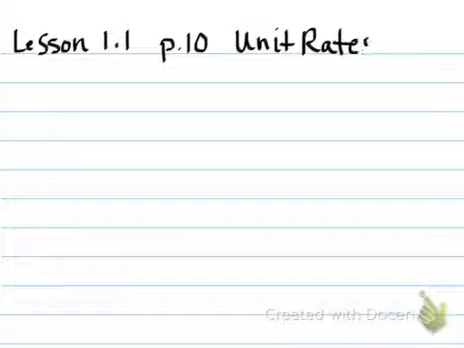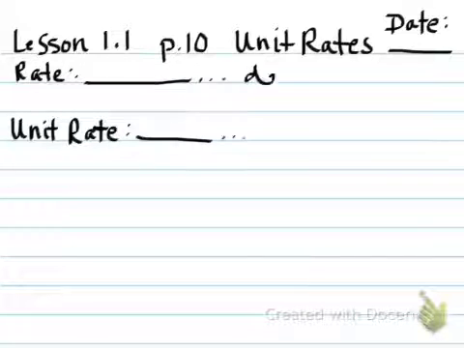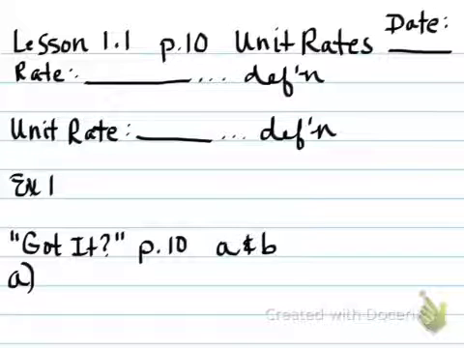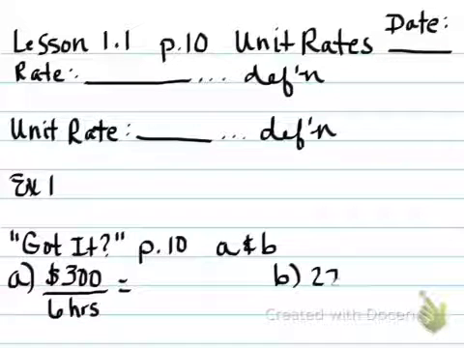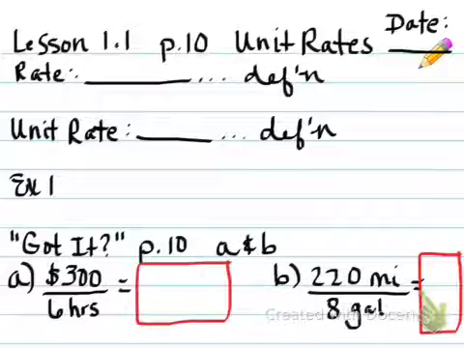Okay, so just to review, you should have your notebook paper set up with lesson 1.1, page 10, unit rates, today's date. You were supposed to have the definition for rate, the definition for unit rate. You were supposed to write example 1, and you were supposed to do the got it's A and B and provide the answer, which we just checked on the last page. Making sure you're keeping up with the notes is important. Okay, moving on.